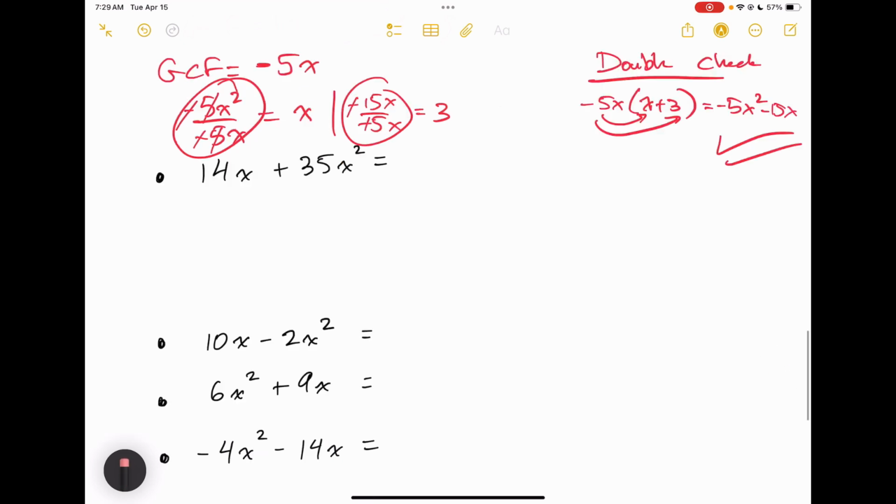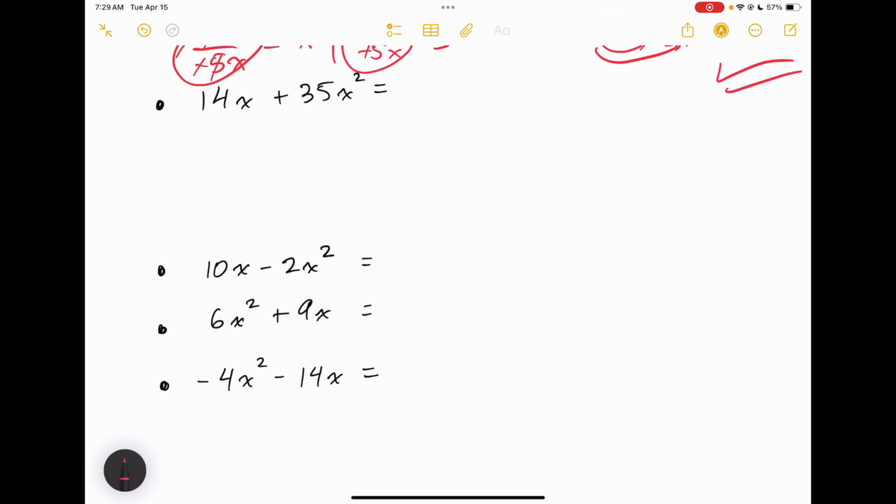Let's do one more together, and then I leave you with some u-tries. 14x plus 35x squared. Start off with the GCFs. 14 and 35, this is a tricky one. But if you list out factors, you're going to see that the GCF is 7, and then x and x squared is nothing more than just x.